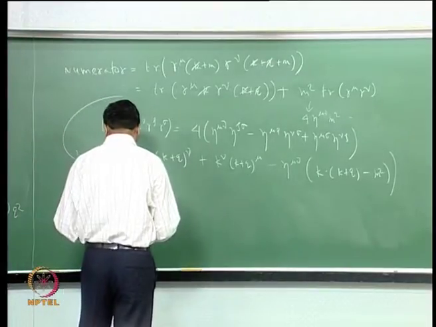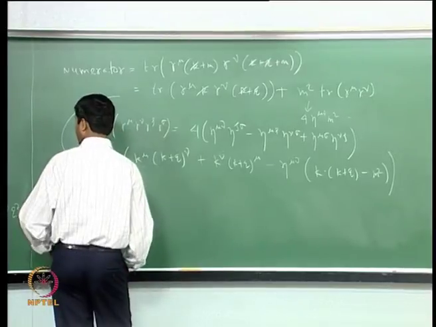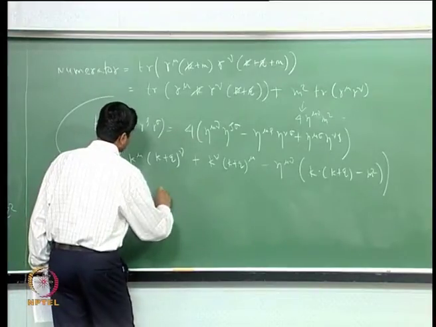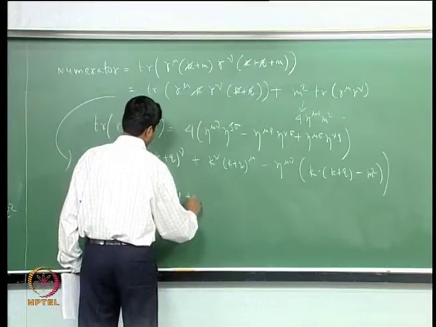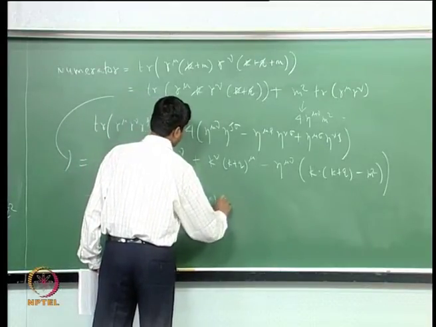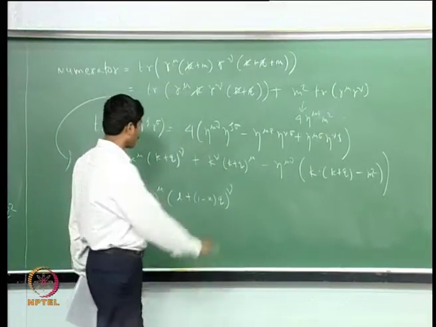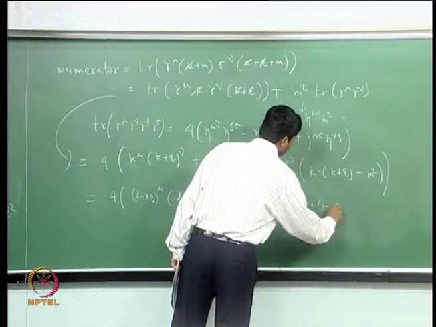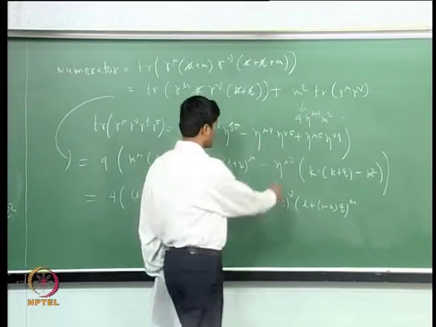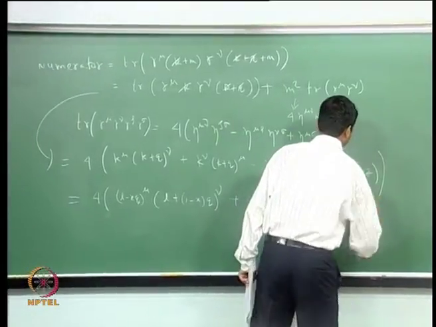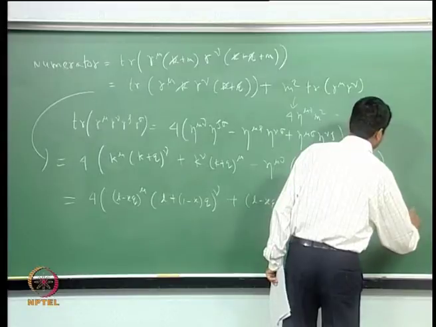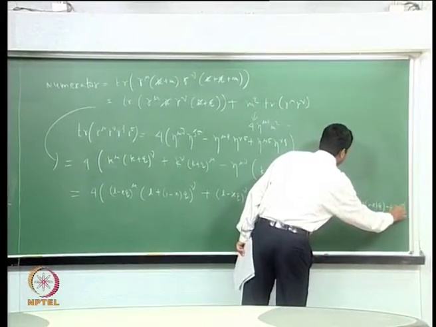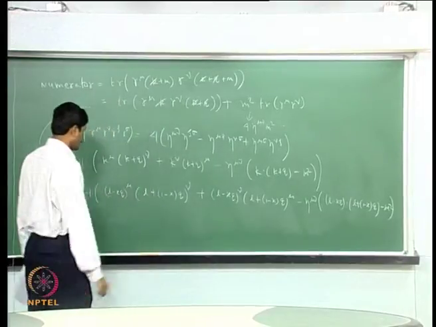So, keeping that in mind, what I have is, with k equal to L minus x q, 4 times [(L minus x q) mu (L plus (1 minus x) q) nu plus (L minus x q) nu (L plus (1 minus x) q) mu, and finally minus eta mu nu times ((L minus x q) dot (L plus (1 minus x) q) minus m square)]. This is what I have.